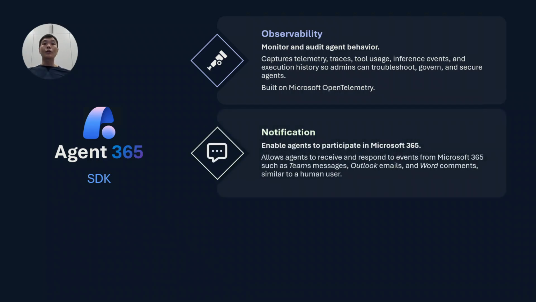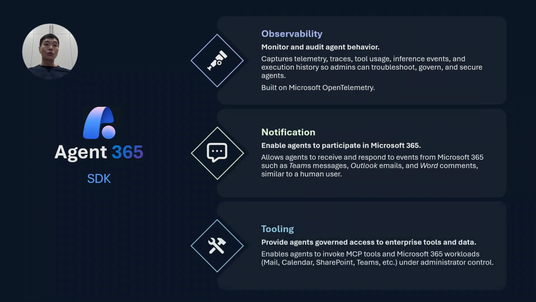Next, we will want users to be able to interact with the agent through the M365 universe. The notifications package makes it easy to expose the agent on Teams, Copilot, or even Microsoft Word. Lastly, the tooling package provides governed secure access to WorkIQ MCP tools, as well as any other custom MCP servers that are onboarded to Agent 365 via the Agent 365 tooling gateway.